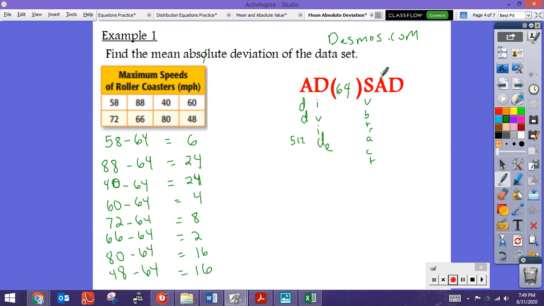Right? Then you add up all these numbers, right? So pretty much I'm just going to get the average of these. So I'm going to add up all these numbers and then divide by 8.